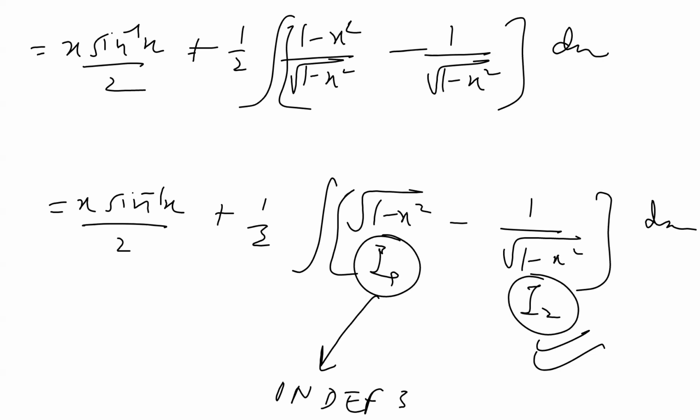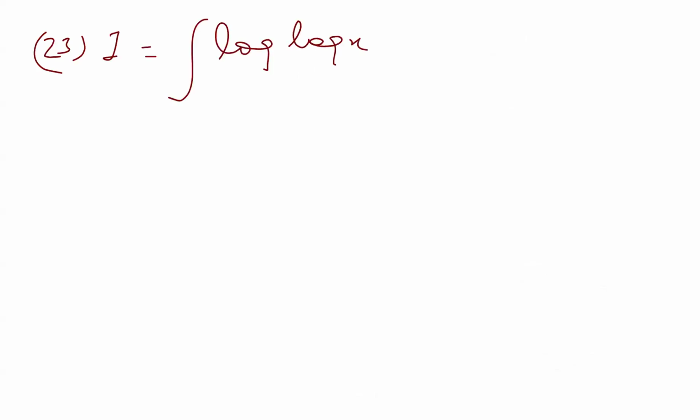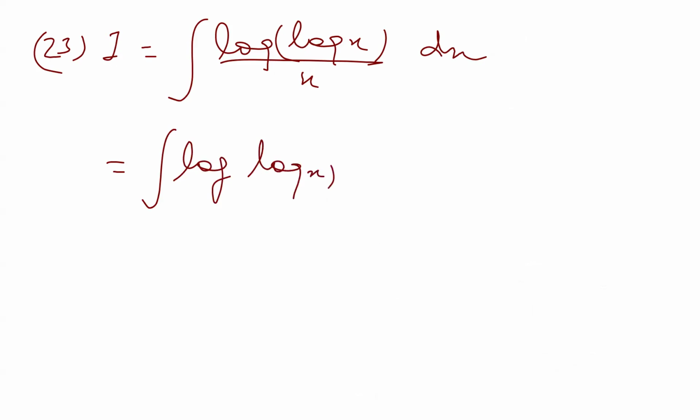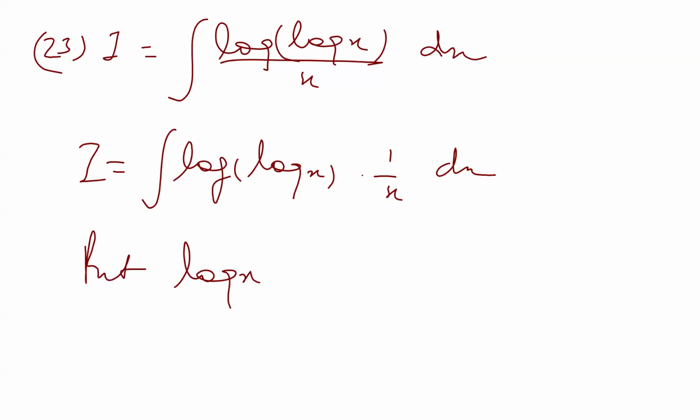Let's go to question number 23. It's a very simple problem. Log of log x upon x. Log of log x into 1 by x dx. Put log x equal to t. Now this x I have written it as 1 by x.